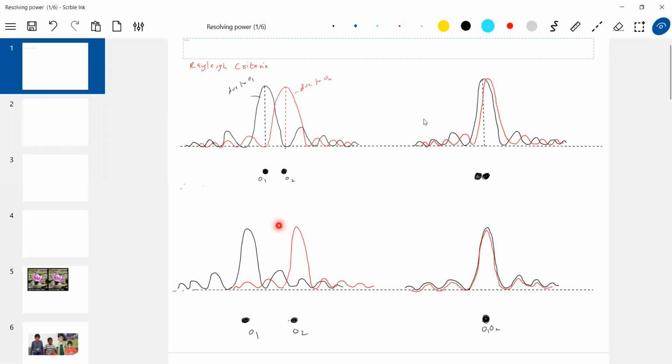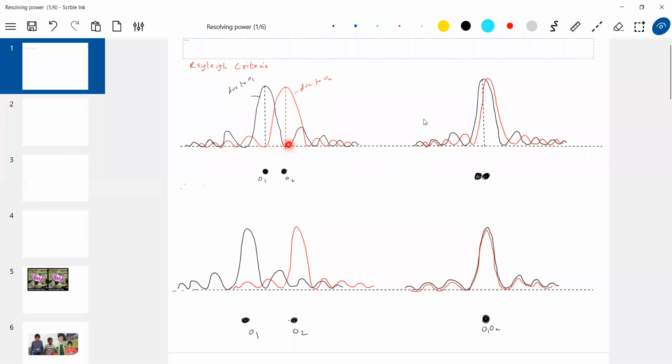Okay, good. If your instrument is able to tell that there are two objects, this is the best. What about this? Though there are two objects, we feel that it's only one object. What about this? This is a minimum. So what Rayleigh criterion says: if the maximum of the diffraction pattern of the second object lies at the minima of the diffraction pattern of the first object.